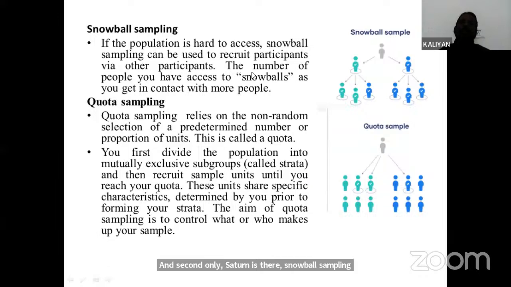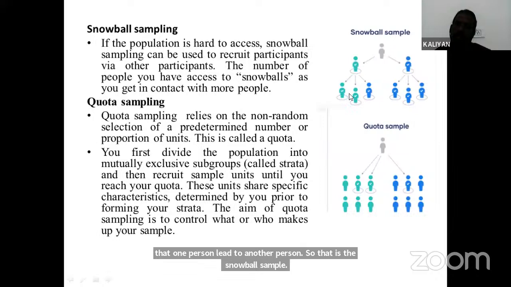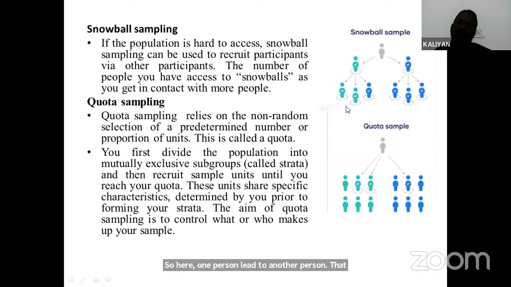Snowball sampling is used if the population is hard to access, and we have to find the sample for collecting data. Example, we collect a sample from HIV patients. We don't know who has HIV. We know one person. That one person leads to another person. So that is the snowball sample. Here one person leads to another person, and that person leads to another person. This is called snowball sampling.